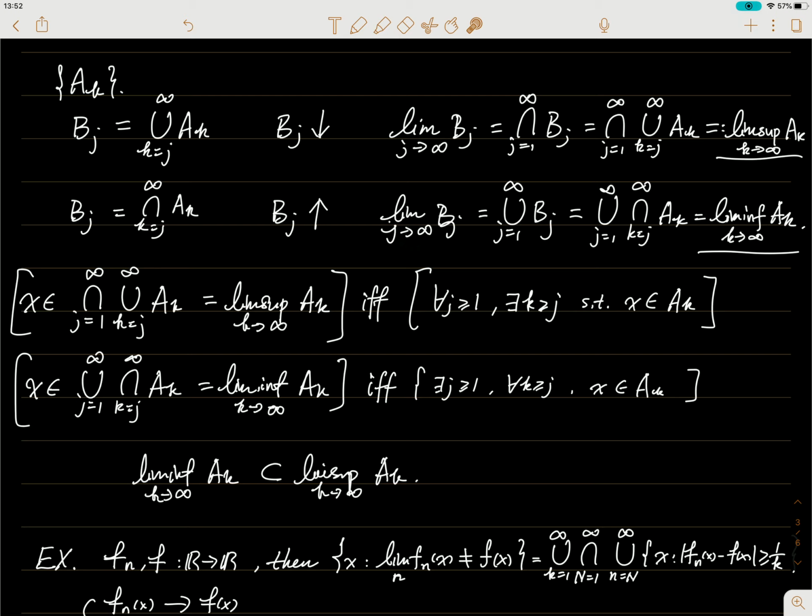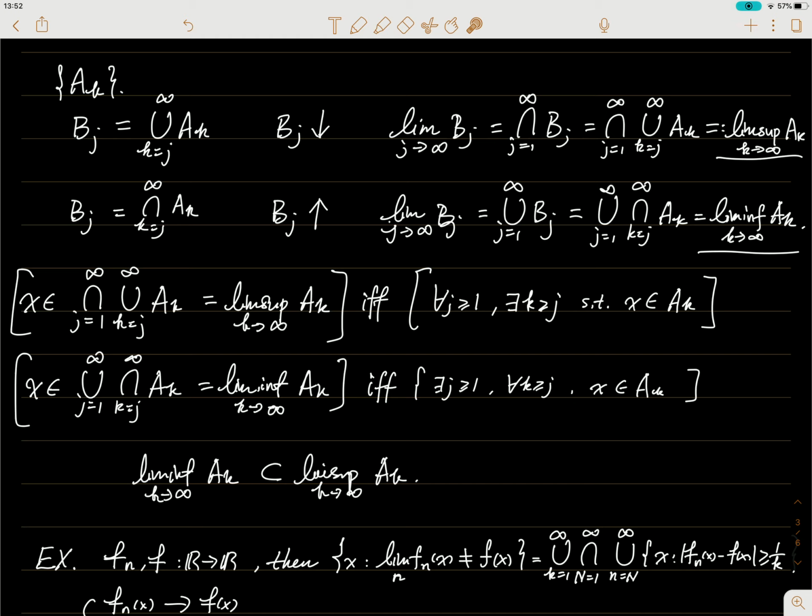Since bj is increasing, the limit will be just the union of those bj's, and then we substitute the bj back. So the bj is here. I'm going to substitute it here. So you can see that the union of bj becomes this, and this is called the lower limit of ak. Okay. So how do we interpret this to the upper limit and lower limit?